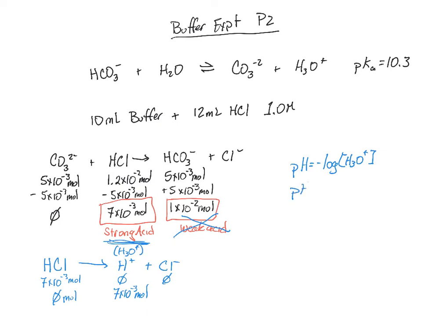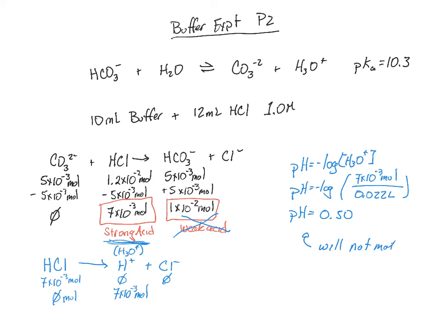And so the pH is going to be equal to minus log, and now I have to turn these moles into concentration by dividing by the total volume, which is going to be 22 milliliters or 0.022 liters. And so the pH is going to be equal to 0.50. Now remember that there are complications in this, and this will not match the simulator. But that is okay. It is because we are making an approximation that the simulator is not making.